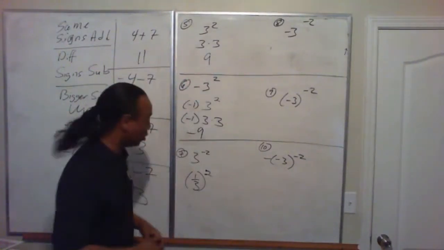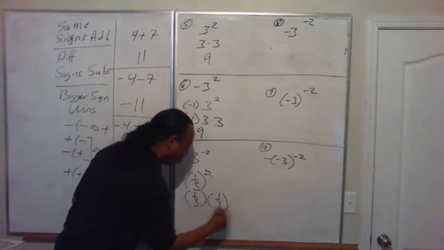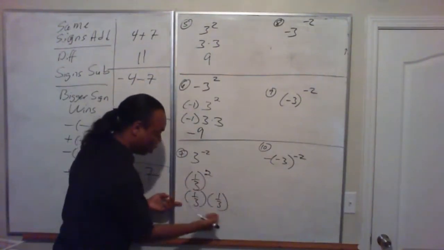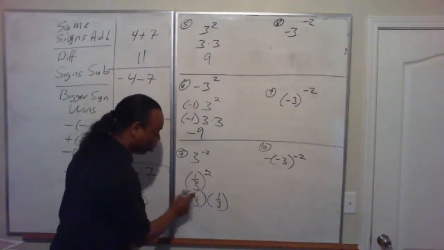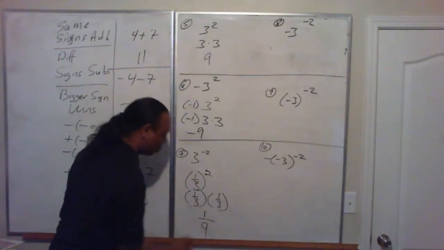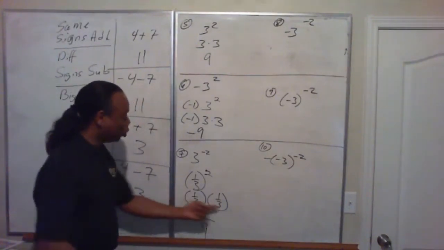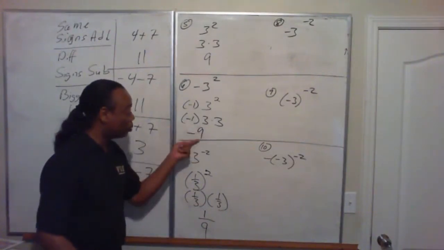So let's expand this. It's 1/3 times 1/3. That's the expansion of the second power. When you multiply fractions, you multiply numerators and you get 1. Then multiply denominators and you get 9. So again, once you see the expansion, it makes sense why the answer is what it is.